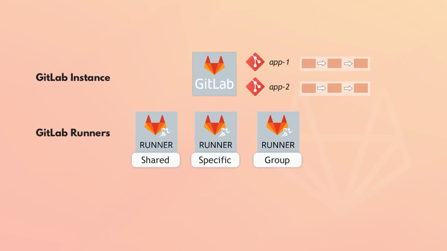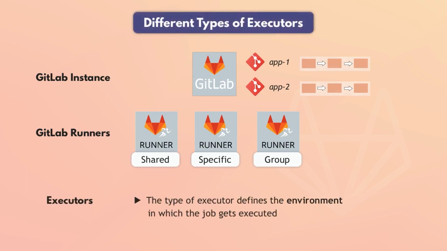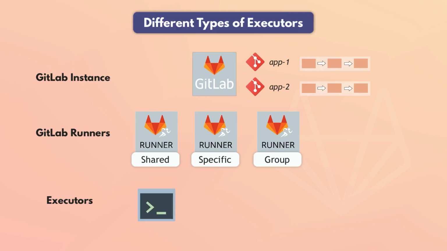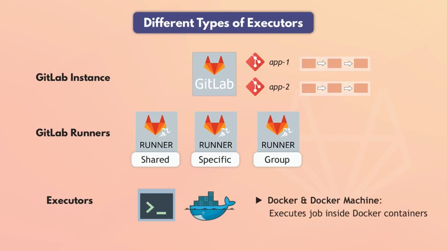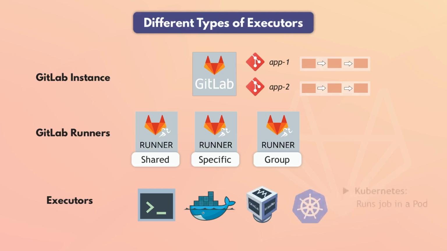And on those runners, we then have executors, which are the ones actually executing the jobs. And we saw we have multiple types of executors, and the number of types of executors may change, but the most common and important ones we saw are the shell executor, which executes the jobs directly on the operating system of the runner server, whether it's Windows, macOS, or Linux. We also have Docker and Docker Machine executors, which execute the jobs inside Docker containers. We also have the virtual machine executor, which executes the jobs in a virtual machine environment. We have the Kubernetes executor that will run the jobs in Kubernetes pods, and so on.